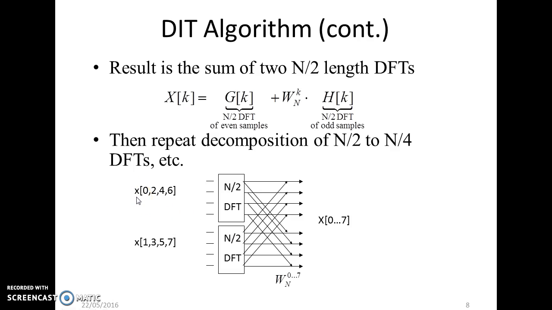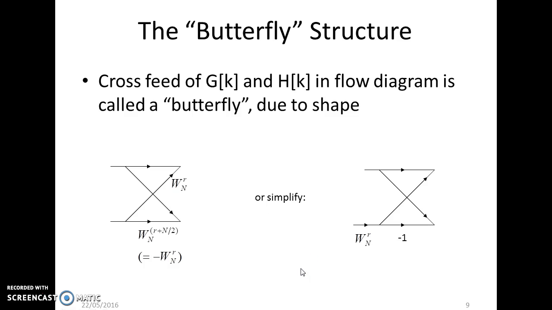If we are taking an 8-point sequence, then in the first half we have the samples x of 0, x of 2, x of 4 and x of 6, and in the second half we have the samples x of 1, x of 3, x of 5, x of 7, and finally we get the output X of 0, X of 1, X of 2, X of 3, X of 4, X of 5, X of 6 and X of 7.